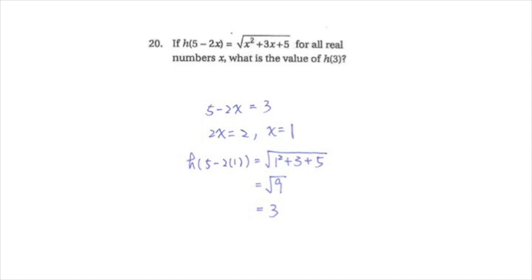So to find out h of 3, we simply need to plug in x equals 1 into the equation. So h of 5 minus 2 times 1 equals the square root of 1 squared plus 3 plus 5 equals the square root of 9, which equals 3.